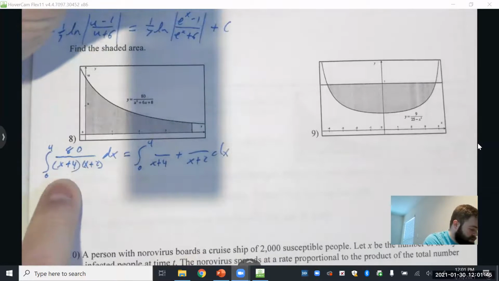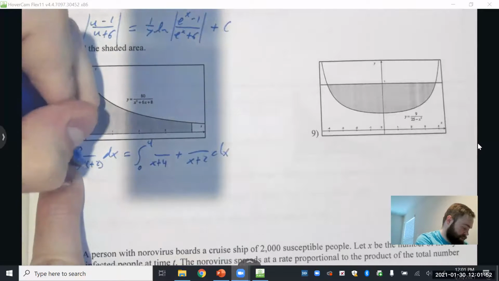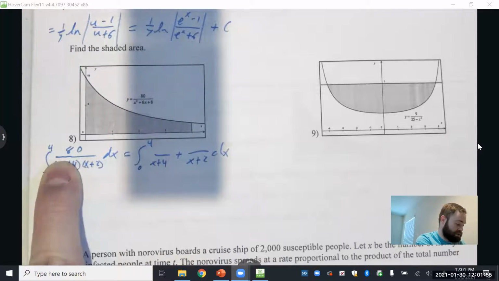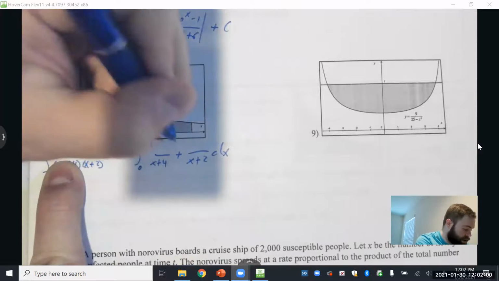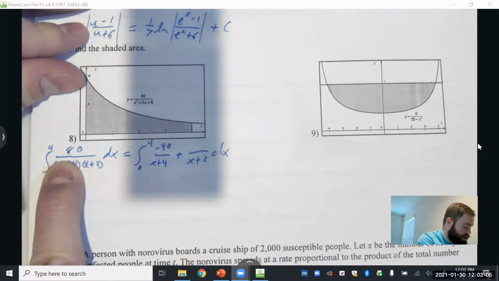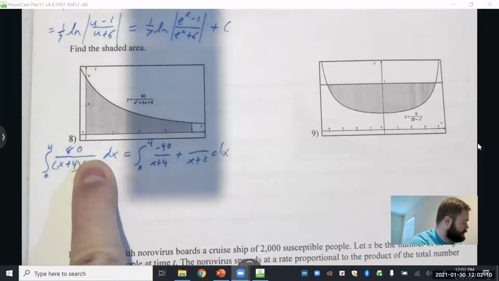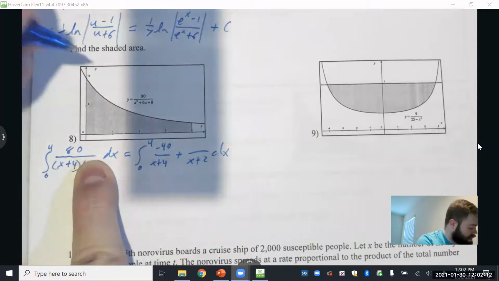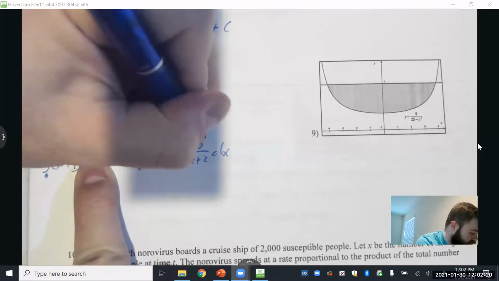So cover up the x plus 4 and plug negative 4 into the other stuff. If I plug negative 4 into x plus 2, negative 4 plus 2 would become negative 2. And 80 over negative 2 would be negative 40. And then do the same thing here. Cover up the x plus 2 and then plug negative 2 in. That would become a positive 2 right there. 80 over positive 2 would be a positive 40.